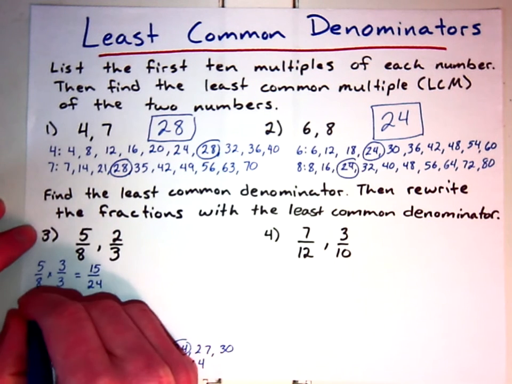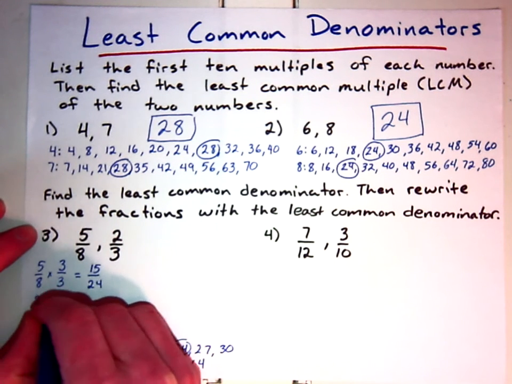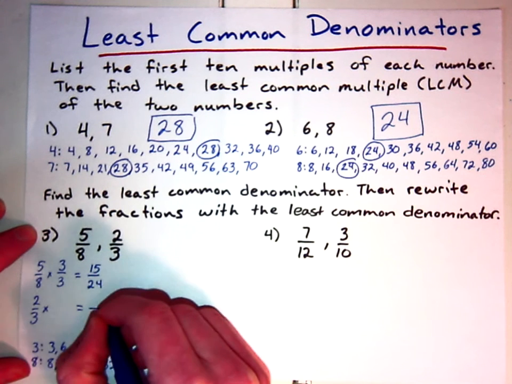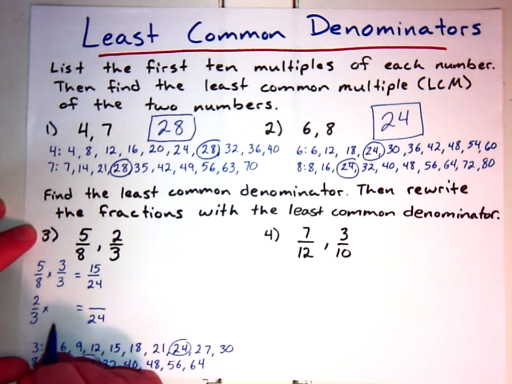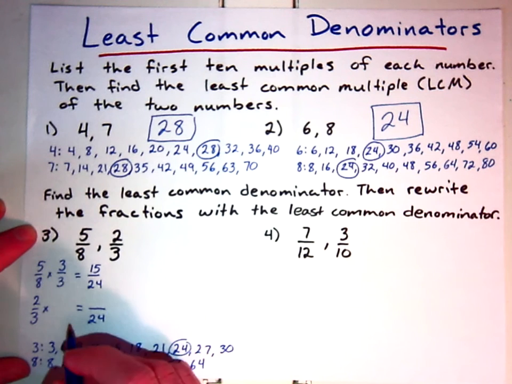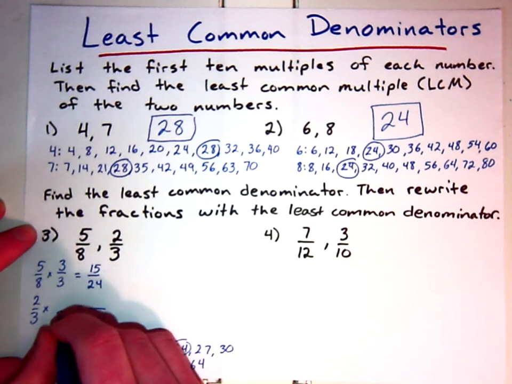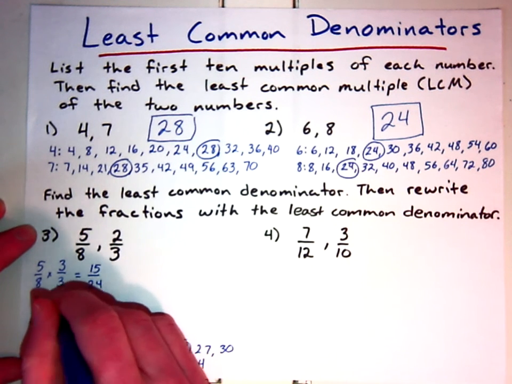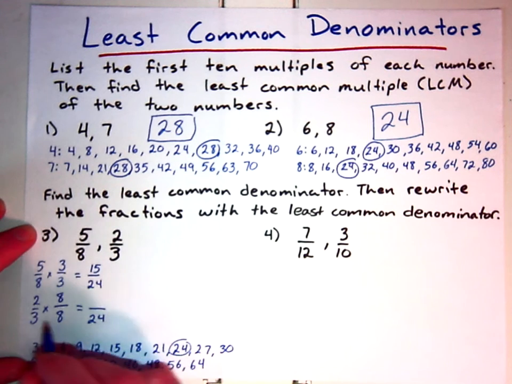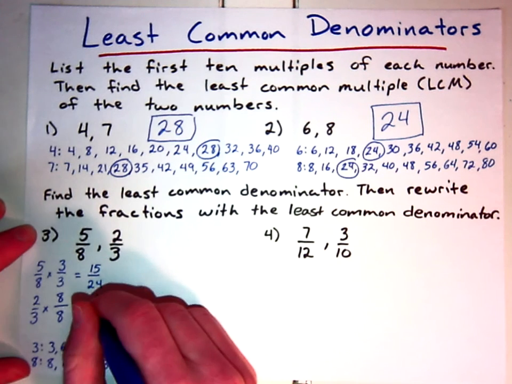Then 2/3. I know I need to multiply it by something to get 24 in my denominator. From there, I say 3 times what is 24? Well, 3 times 8 is 24. So if I multiply the denominator by 8, I multiply the numerator by 8. So 2 times 8 is 16.